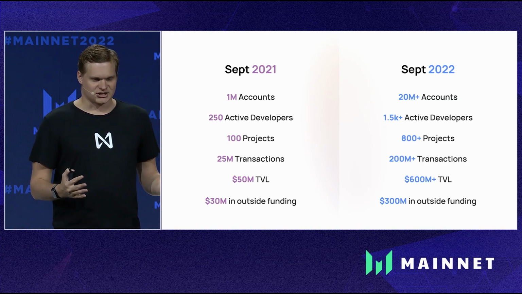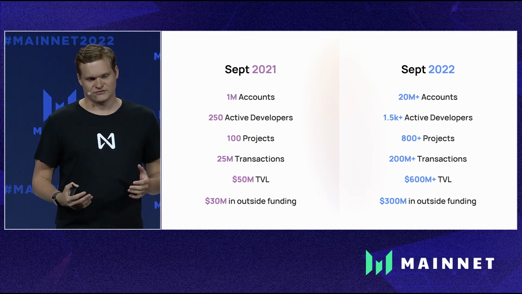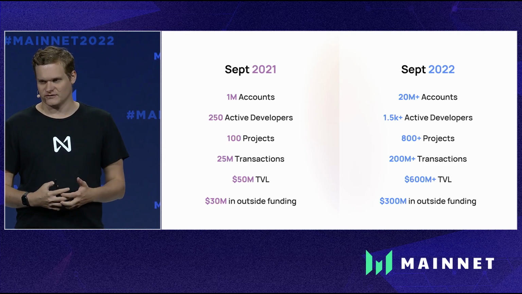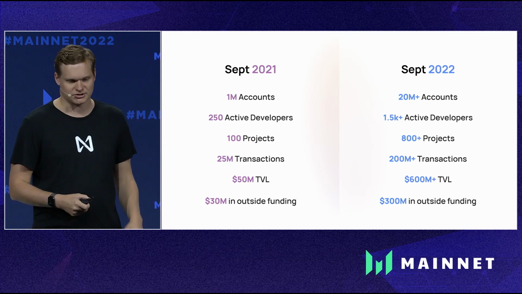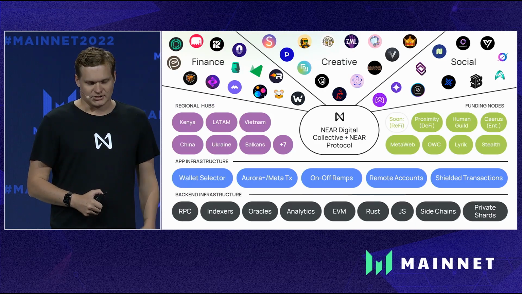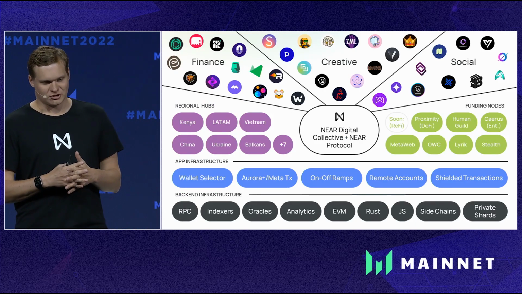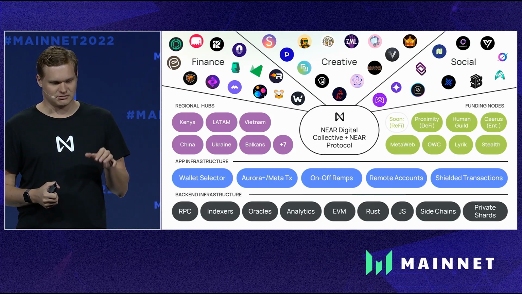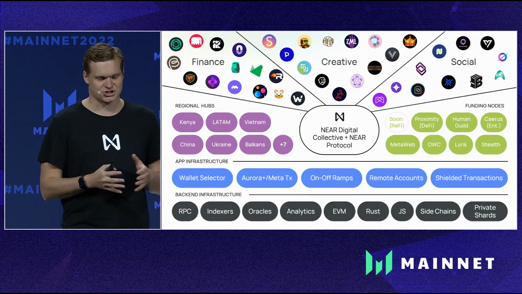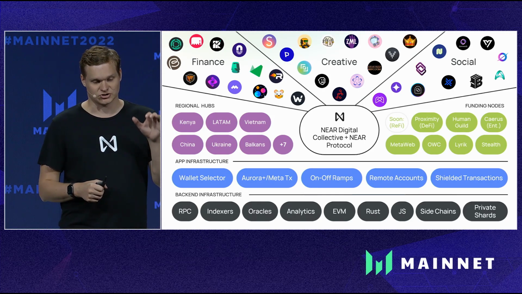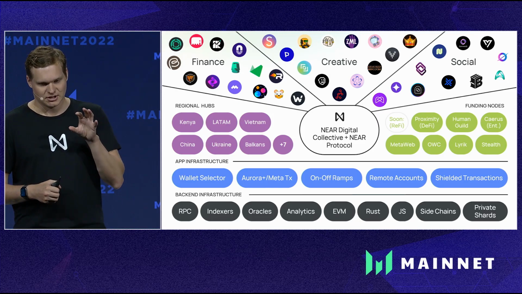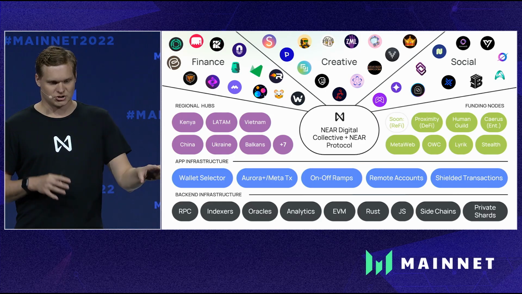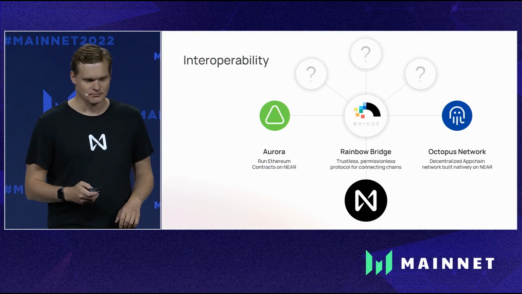Pretty good growth on active developers, lots of new projects building the ecosystem, and really exciting to see external funding of the projects in the ecosystem, over $300 million this year. And in general, when I talk about sharding, it's not just about the technology, right? We actually believe in parallelization across all of the spectrum, and so there are a lot of different companies and parties contributing to different aspects of the ecosystem, from infrastructure to regional hubs and funding nodes.